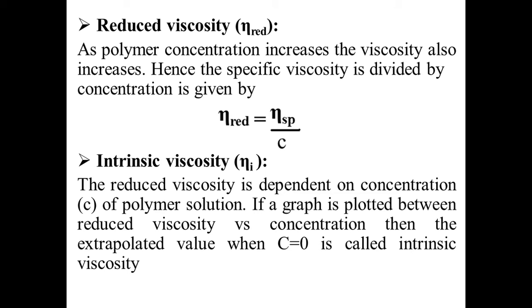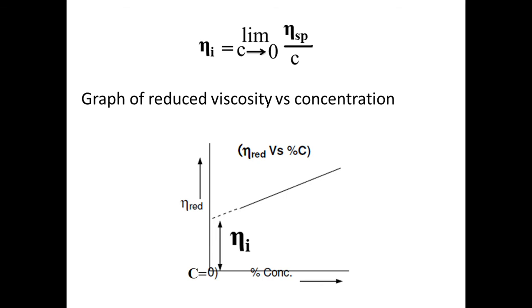Next we will come to the intrinsic viscosity. What is intrinsic viscosity? The reduced viscosity depends on concentration of polymer solution. If a graph is plotted between reduced viscosity versus concentration, then the extrapolated value when C is equal to 0 is called intrinsic viscosity. The equation is eta I equals limit C tends to 0 of eta sp divided by C.